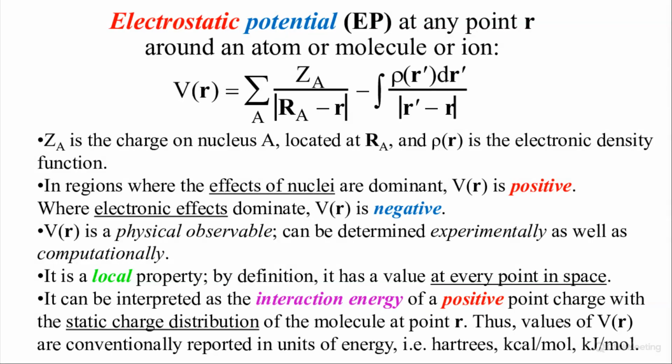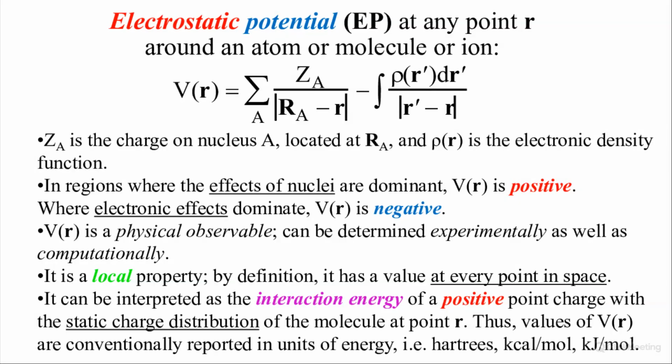Z_A is the charge on nucleus A, located at R_A, and rho of r is the electronic density function. In regions where the nuclei dominate, you will have a positive potential. In regions where the electronic effects dominate, it will be negative. It's a physical observable, can be determined experimentally as well as computationally.